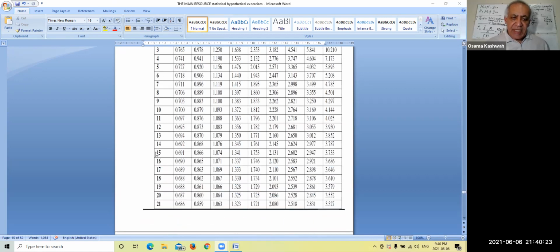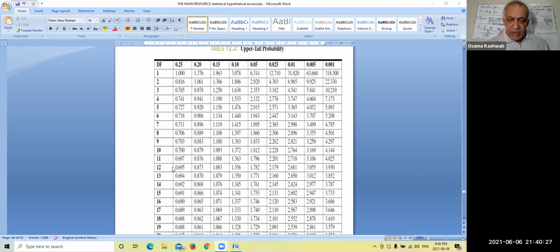We are looking under degree of freedom 19, will go down to 19. Then we will go for alpha 5%, but this is one side. But here it is two sides, which is 0.025, because you will divide this 0.05 by 2. It will give you 0.025. So you will look under the point 2.093. This is the T tabulated.